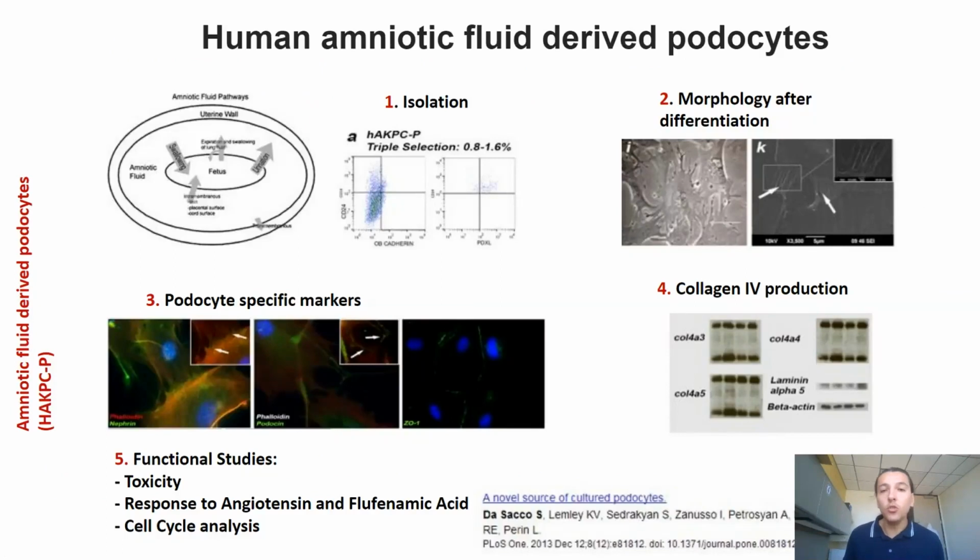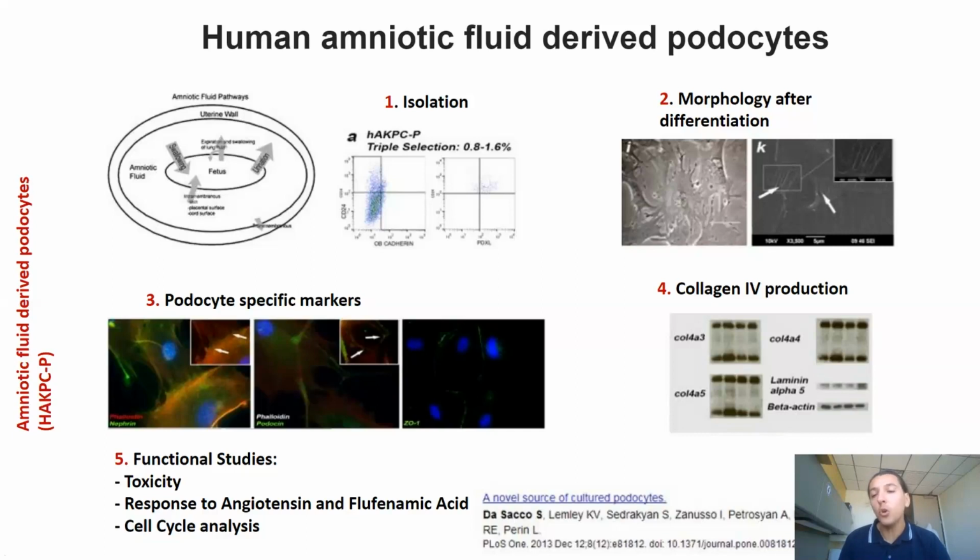The second issue was the sourcing of the cells. In our work, we decided to try different types of podocytes. We started with human amniotic fluid-derived podocytes because during development of the fetus, the amniotic fluid contains a lot of cells from different organs that we have shown before. We were able to isolate kidney progenitors based on the selection for CD24, ubiquitin, and podocalyxin.